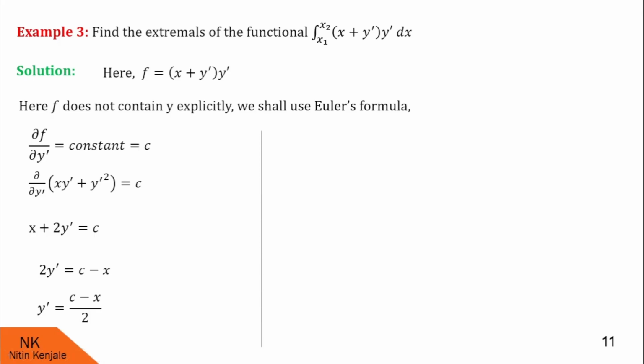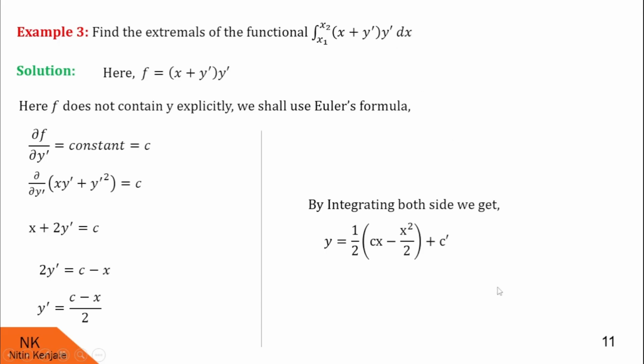Further integrating it, we get y on the left side 1 by 2 constant, keeping it as it is. Integration of constant c is cx. Integration of minus x is minus x square by 2 plus integration constant c dash. This is the required extremal for the given functional.